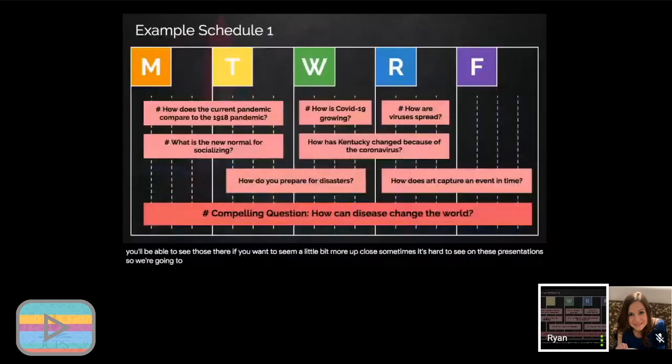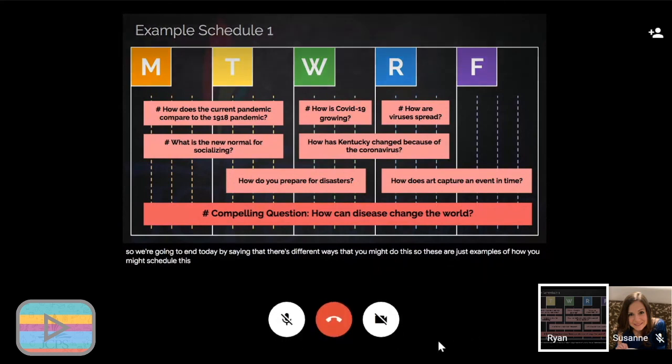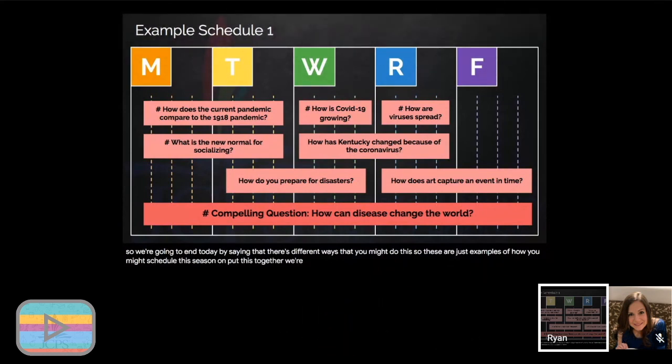So we're going to end today by saying that there's different ways that you might do this. These are just examples of how you might schedule this. Susan and I put this together where, once again, you're seeing the hashtags being used as these might be the ones that you're definitely going to use, right? And the other ones are more optional. This is just a way of pacing this out for students, and you might share something like this with them to help them pace through their day.